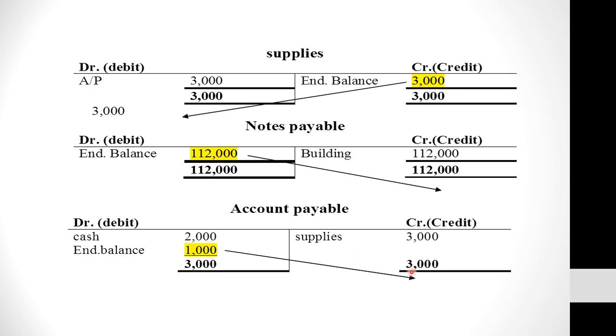Then we're gonna drag it to the credit side because the credit side is the one greater than the debit side by 1,000, so the balance here will be 1,000 credit.